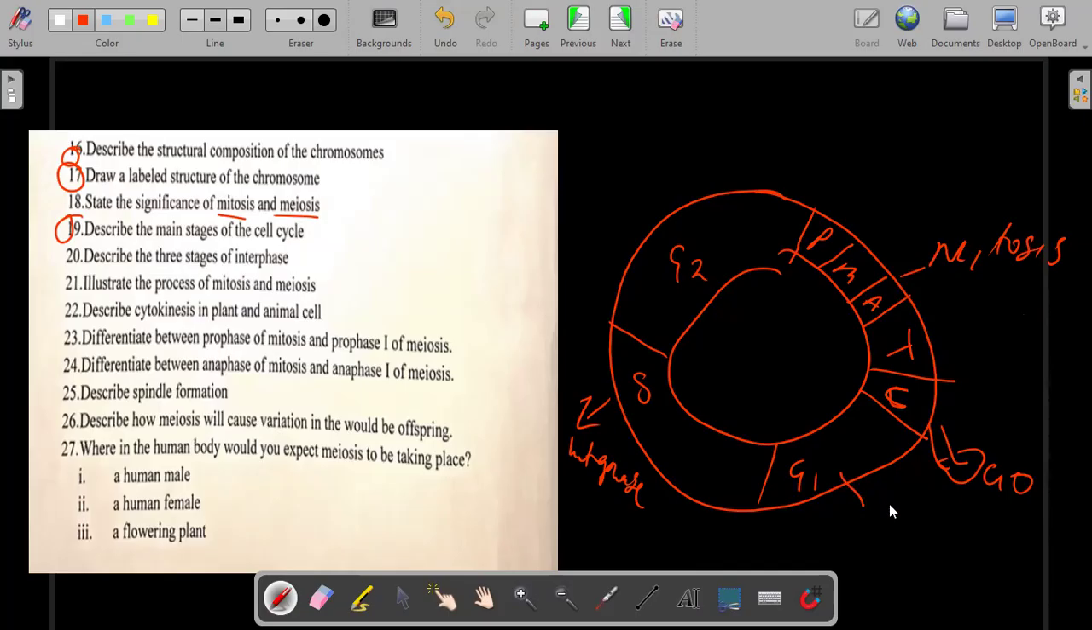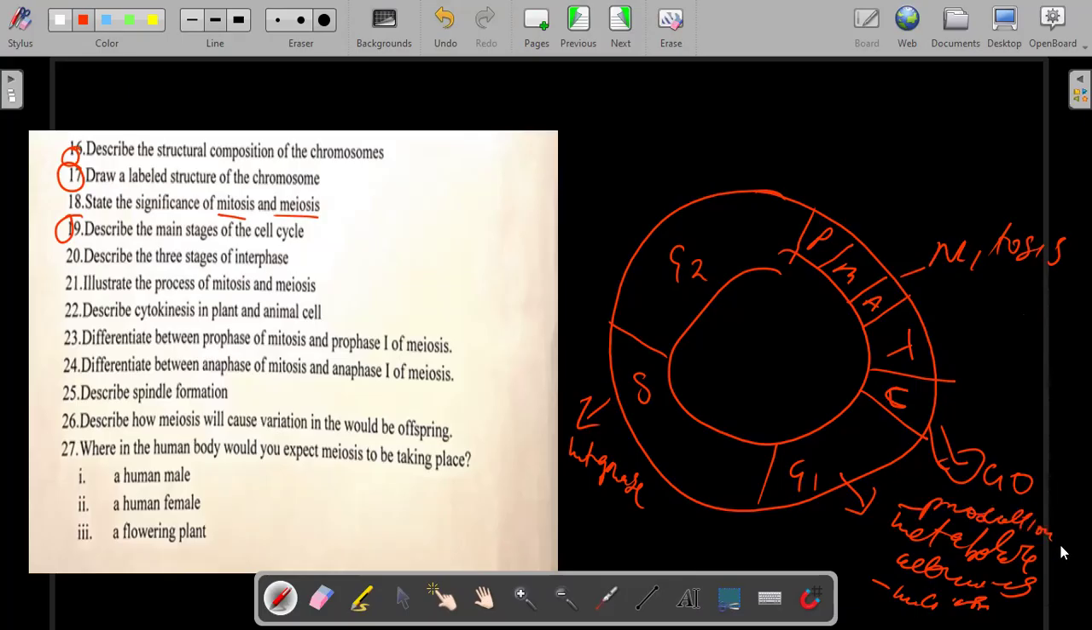In G1, there's growth of the cell, where the cell will increase in size. We also have metabolic activities happening in this phase. And also, proteins are going to be produced, so there is production of proteins there.